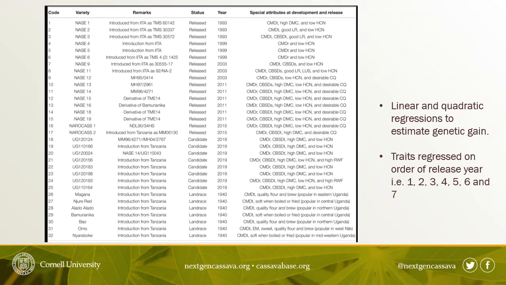These clones were grown in 3 locations, and then assessments were done. For these assessments we used both linear and quadratic regressions to estimate gain. Ideally, what we did here was that traits were regressed against the order of release. I'm just going to share with you highlights on brown streak.